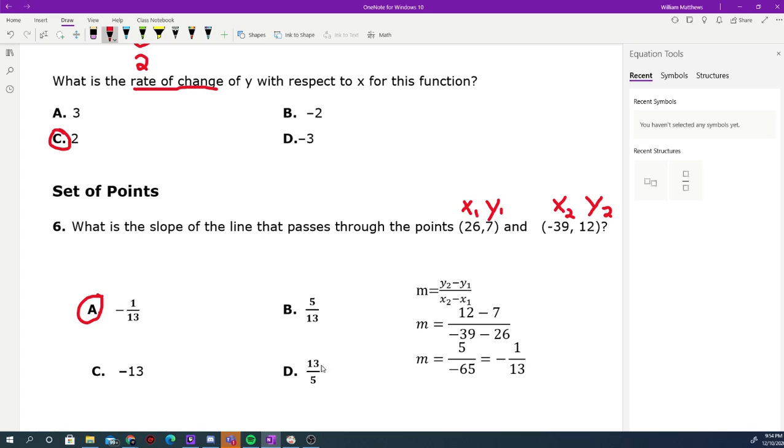B and D would be as if you made a mistake by not reducing both the top and bottom. And then C would be as if you flipped the numbers around, if you put your change in x above your change in y, which I almost did at the beginning of that.